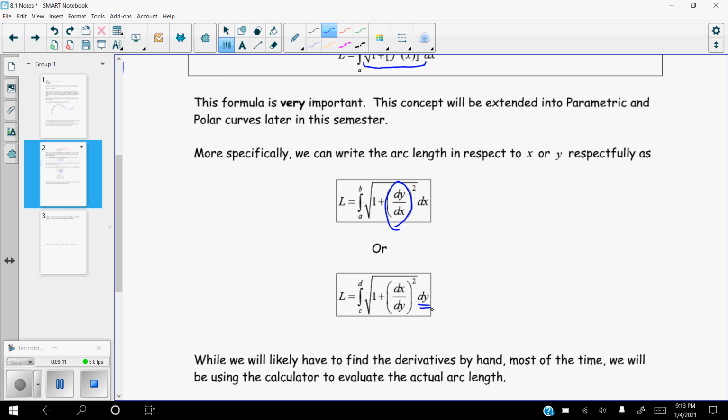So we are going to have to find these derivatives by hand in some cases, and a lot of times I think on your homework and your WebAssign you will have to try and give the exact answer by hand. But in reality, most of the time you're going to be able to use the calculator to evaluate the actual arc length of something. So we're going to do it both ways, at least for one problem, and then the second problem we're just going to use the calculator.